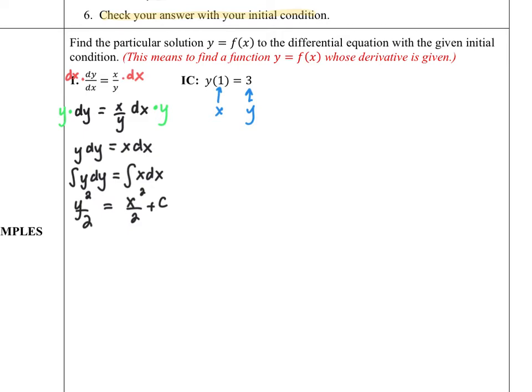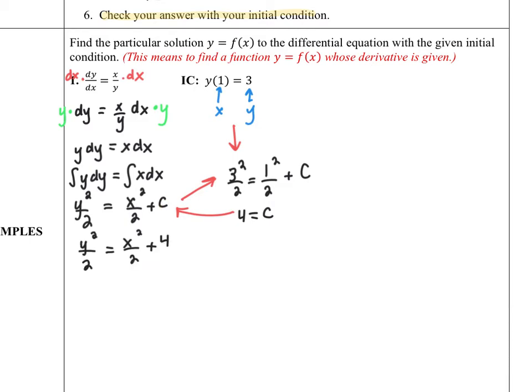If you're given an initial condition, and I am, my next step is to use that initial condition to find c. So I'm going to pull off to the side and plug in x equals 1, y equals 3, and then solve for c. When I do that, I get a c value of 4, so I come back to my equation and replace the c with the 4. We have just finished step number 4.